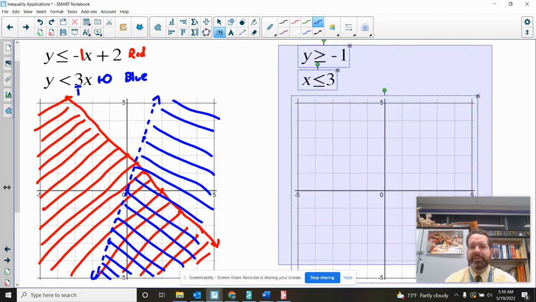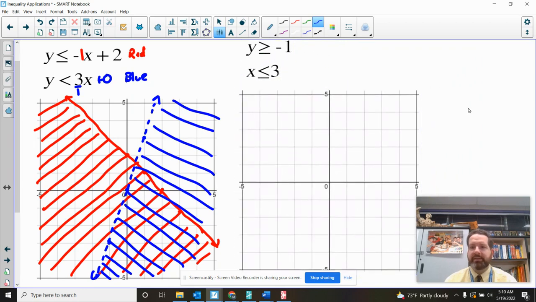Okay, I do want you to know that there is no problem with these inequalities, but they can be a little tougher to understand because they don't follow the typical format. But nothing's really different. We still have two inequalities. We're going to do one in red. We're going to do one in blue.